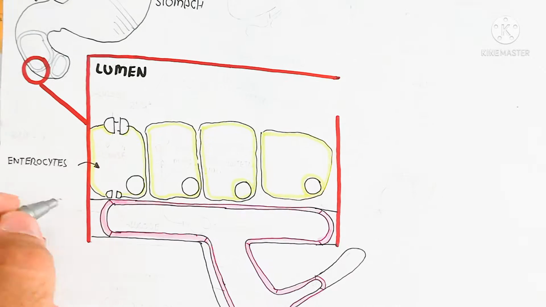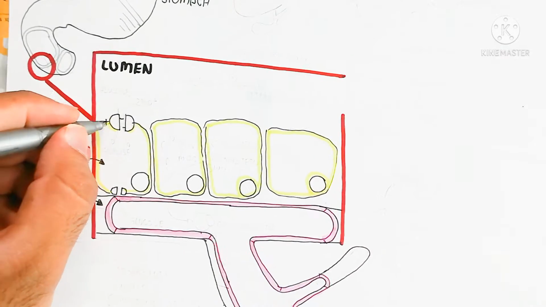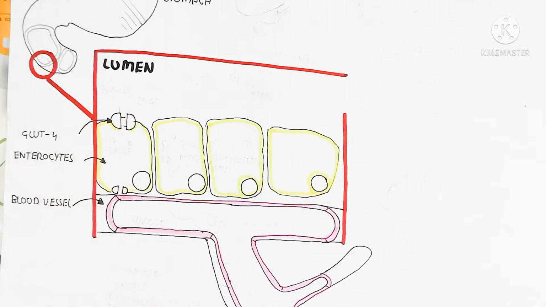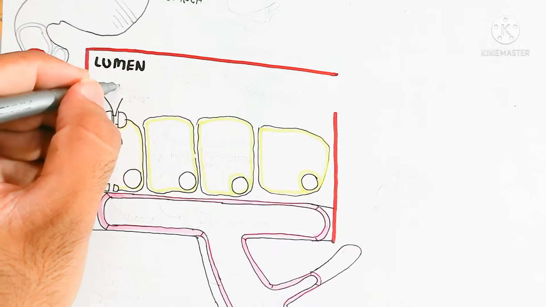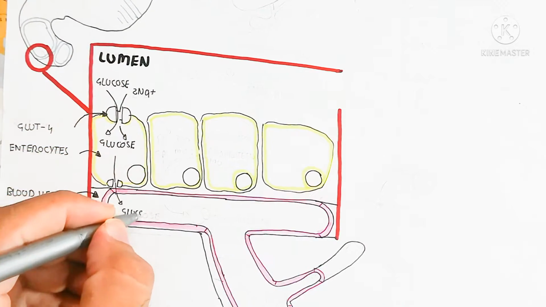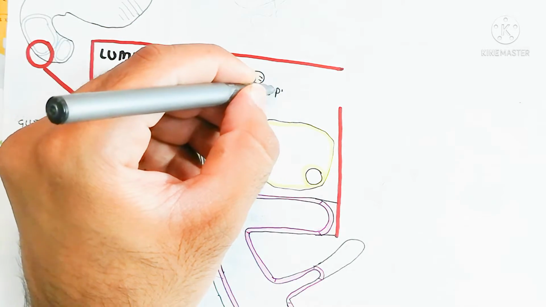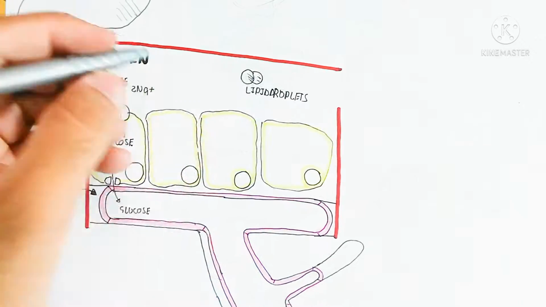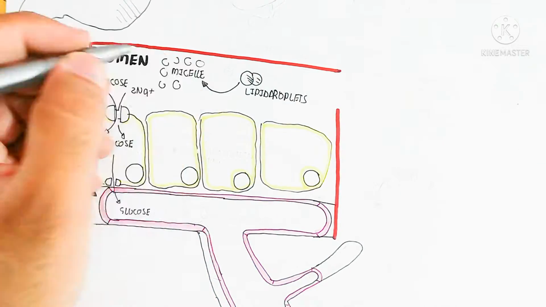This is the lumen and this is the bigger picture of the duodenum. This is the enterocyte brush border cell, and this is the GLUT4 channel which allows sugar to move inside with 2 sodium ions, known as symport transport, and glucose will move into the blood circulatory system after absorption. So insulin will be triggered by this mechanism through hyperglycemia.